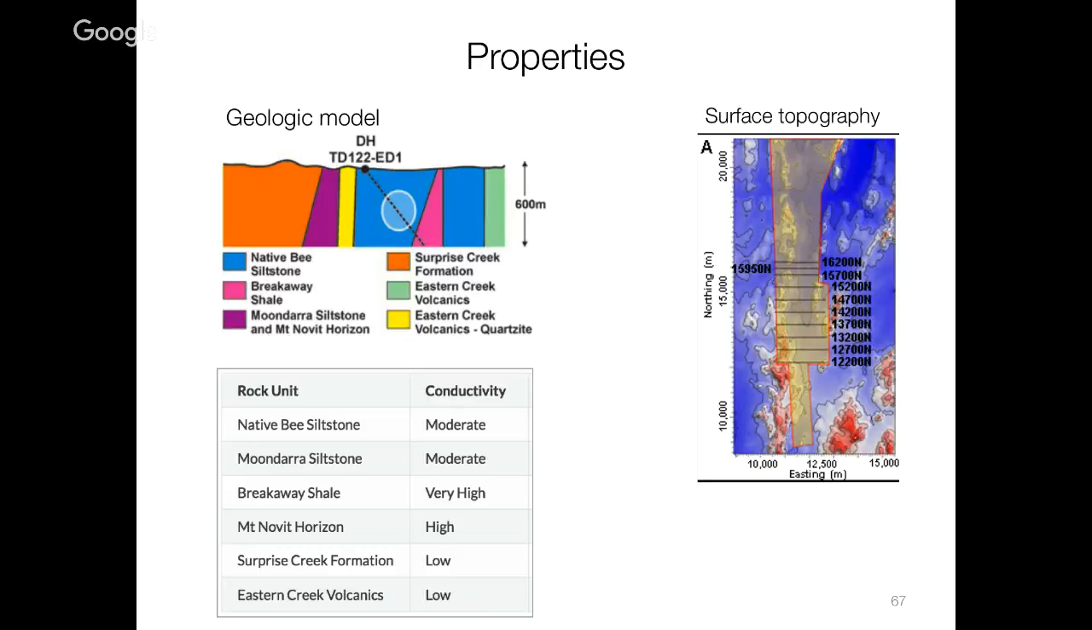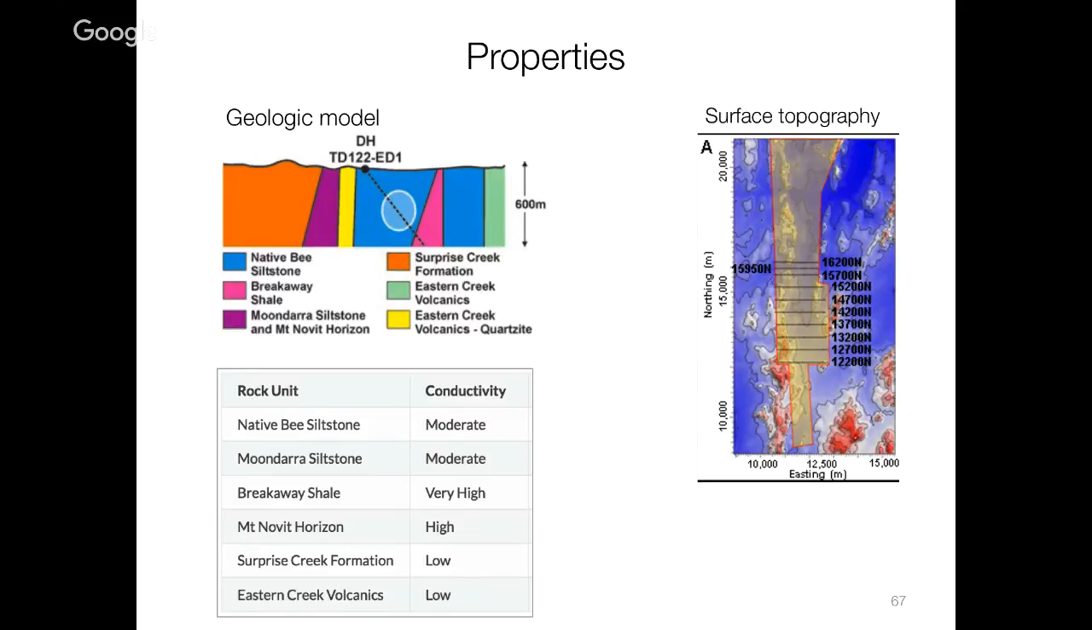So that's good news, because you want your target to be distinguished from the rest of the background. The fly in the ointment here is that there is something called a breakaway shale. It's a black shale that has a very high conductivity. So even the thing that we're looking for has a high conductivity compared to most things, but there's another unit in there that has an even higher conductivity. So that's going to complicate things a bit.